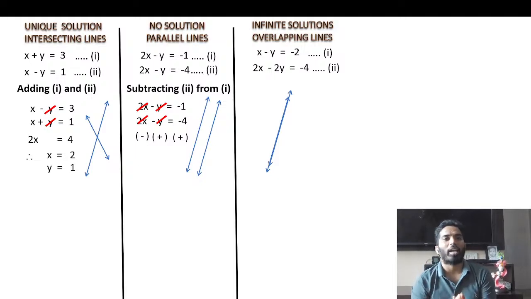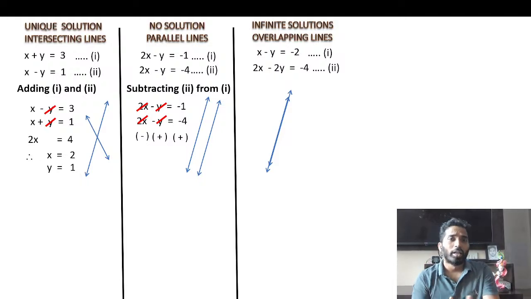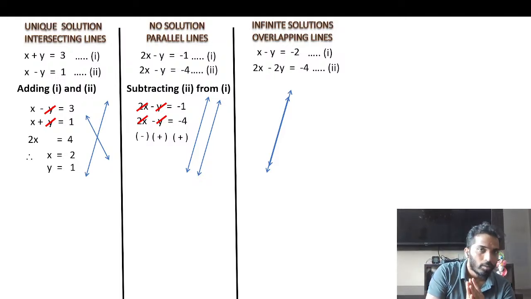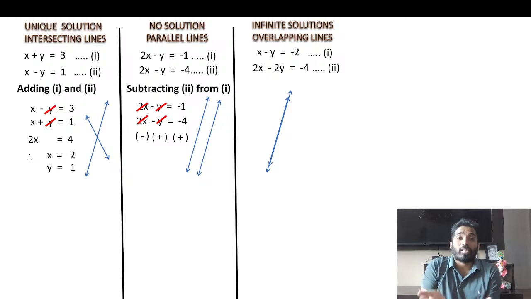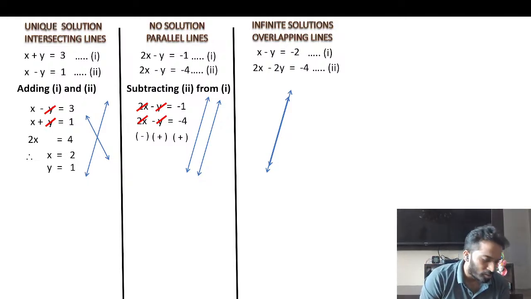So, we have three scenarios here. Case 1, where the lines are intersecting, we have a unique solution. Case 2, where the lines are parallel, we have no solution. And case 3, where the lines are the same, that means they're overlapping lines, it has infinitely many solutions. So you have three cases.